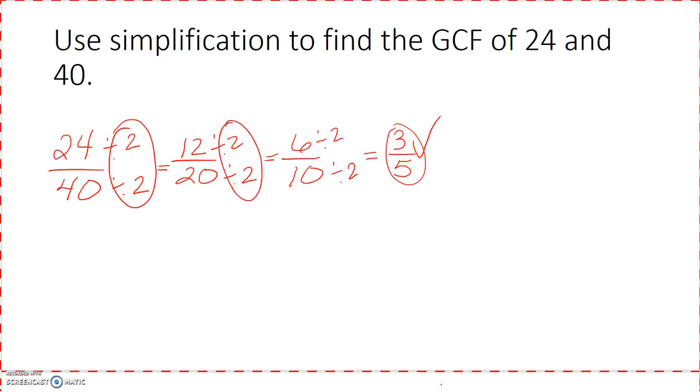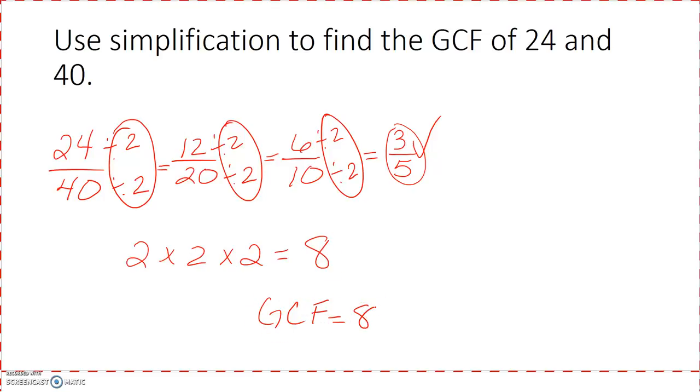So I look back at the factors I used to simplify. I used 3 2's. So 2 times 2 is 4, times 2 is 8. My GCF is 8.